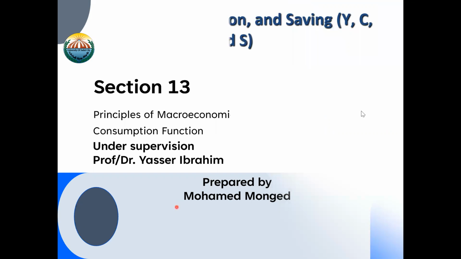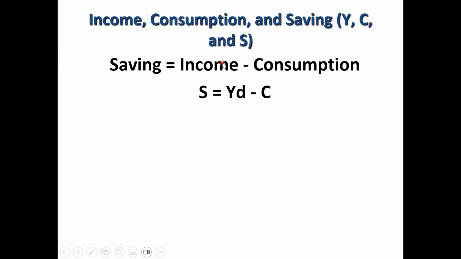We have three main components of the income, consumption and saving equation. First, the income, the proportion of income which goes to consumption, and the proportion of income which goes to saving. And we have symbols for them. Income is Y, consumption is C, saving is S. If we want to obtain saving, it's the income minus consumption. So the income or disposable income minus consumption is saving.